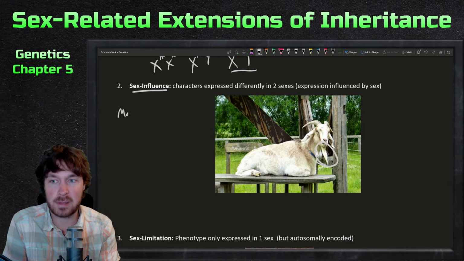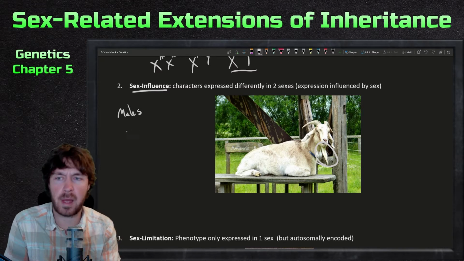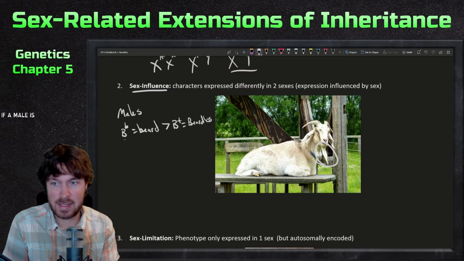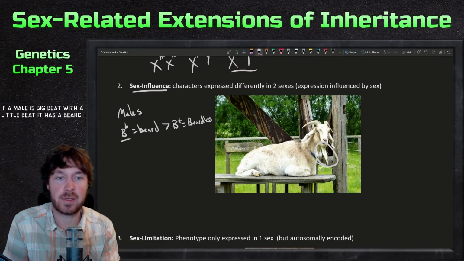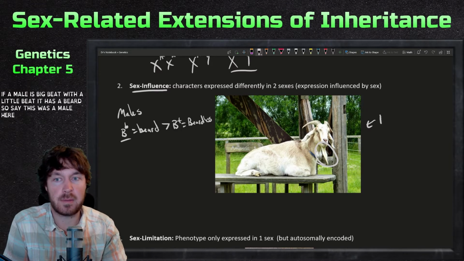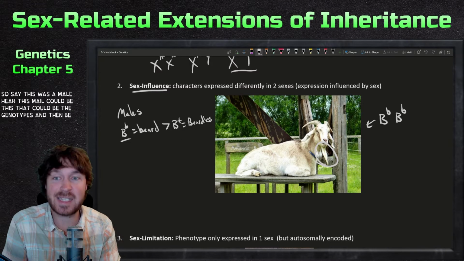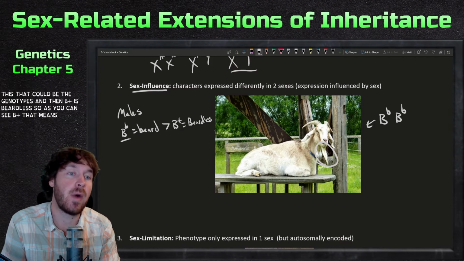So for males, let's make up some letters here. So the hierarchy of how this works. If a male is big B with a little b, it has a beard. So say this was a male here. This male could be this. That could be the genotypes. And then B plus is beardless. As you can see, B plus means it's kind of the wild type.